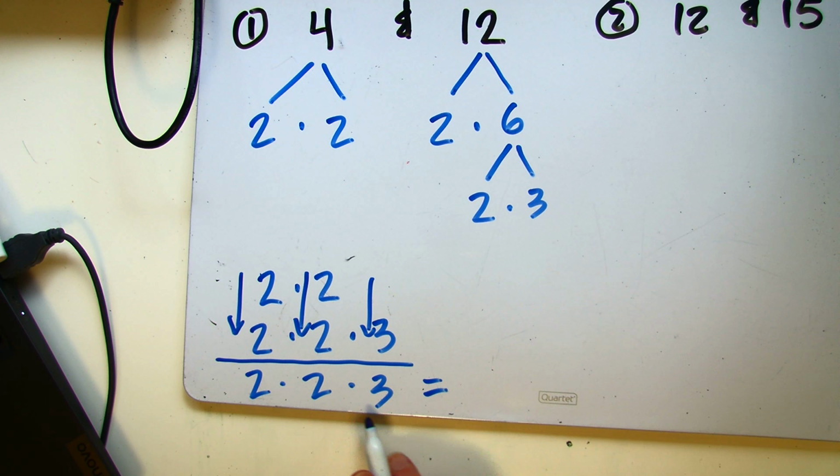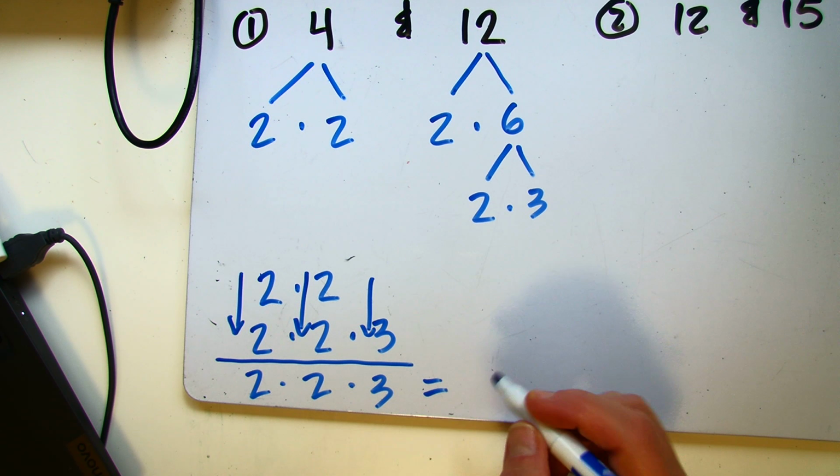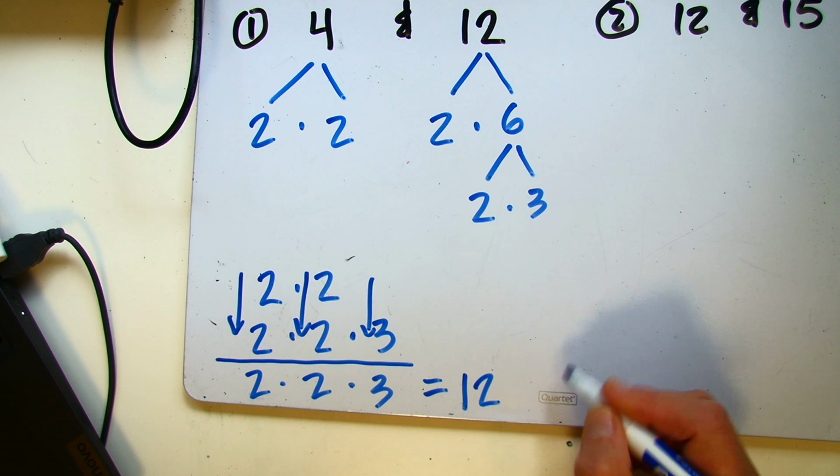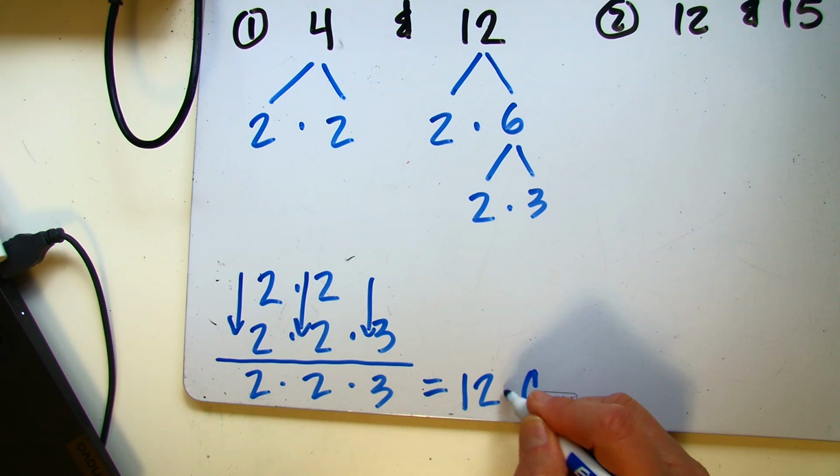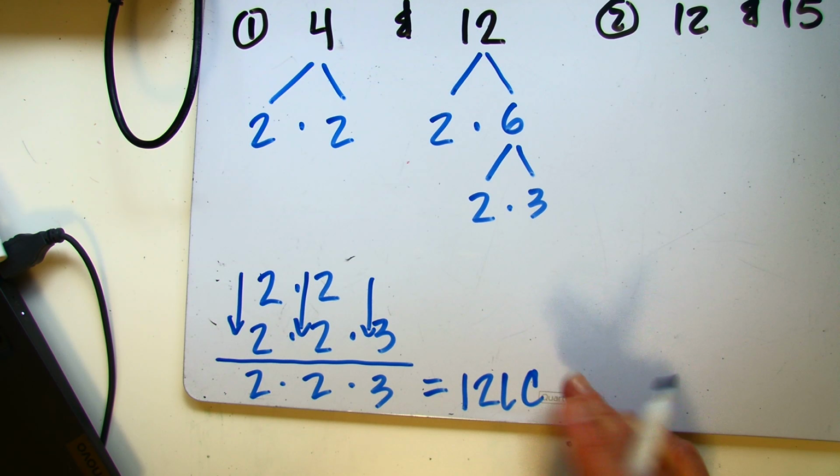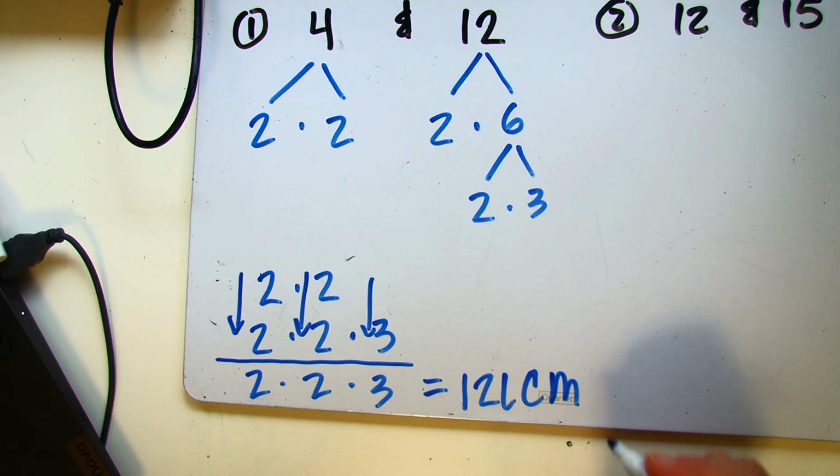When we multiply these factors together, we get our lowest common multiple, or least common multiple. 2 times 2 is 4, times 3 is 12. So 12 is the least common multiple.